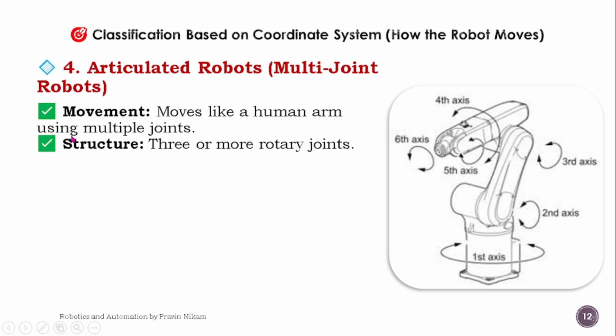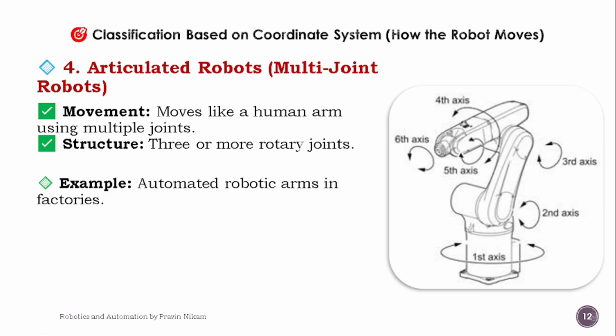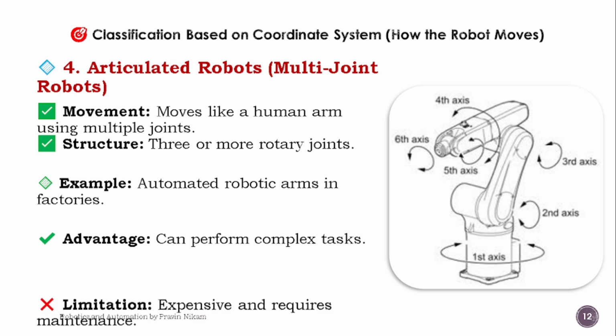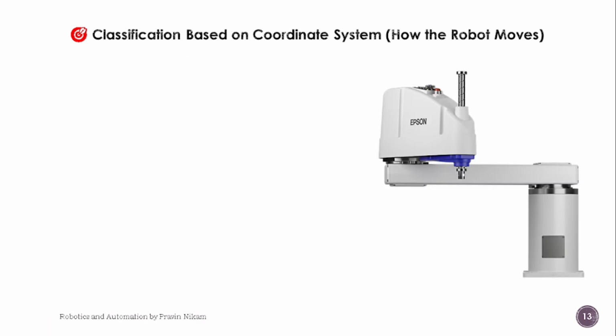It moves like a human arm using multiple joints. Three or more rotary joints are there. Example is automated robotic arm in factories. Advantage, can perform complex tasks, but it is expensive and requires maintenance.